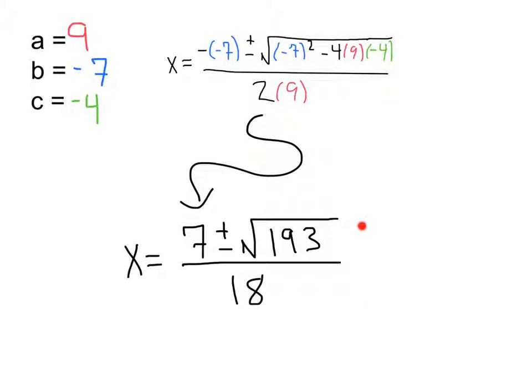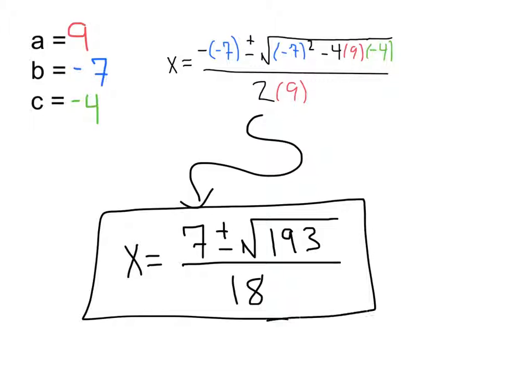Now wait a minute, this 193 doesn't simplify. In fact, we can't even break it down at all. So what do we do with this whole big mess right here? Well, nothing. That's a totally acceptable answer. That would be 7 plus square root of 193 divided by 18, or 7 minus square root of 193 over 18. We can plug that into our calculator and get a decimal approximation, but for our purposes, this is going to be just fine. You can leave your answer just like this with a radical.